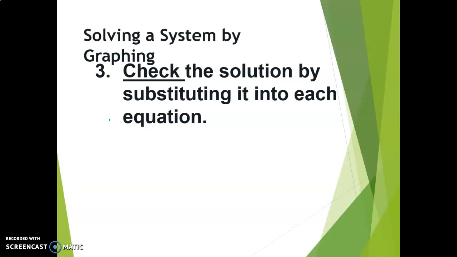Okay, those were our 3 steps for solving a system by graphing. If you didn't write those steps, go back a little bit in the video, pause, and make sure you have those 3 steps written down. Let's take a look at some examples here.